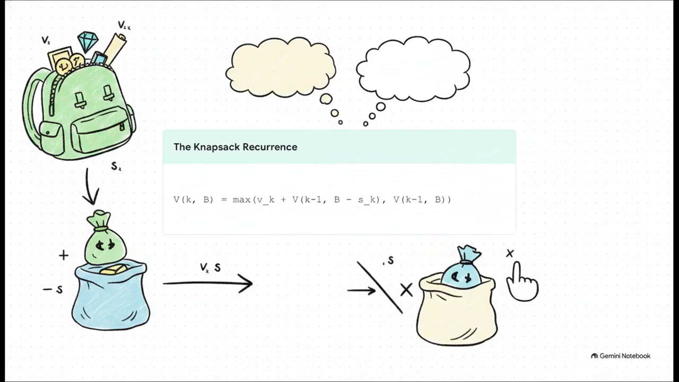The transition is just you making a choice. Do I take the maximum value of grabbing the item, adding its value and subtracting its weight, or do I skip it entirely? It's the exact same steps we used for Fibonacci, just with a slightly beefier state.